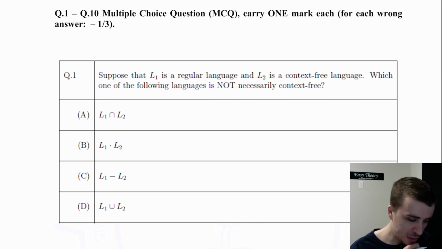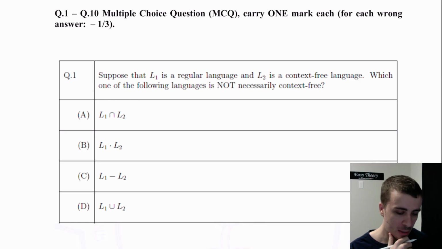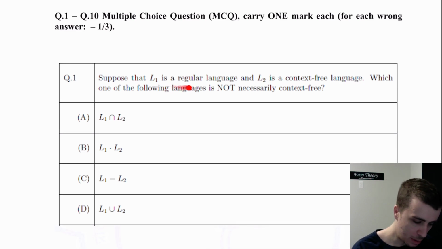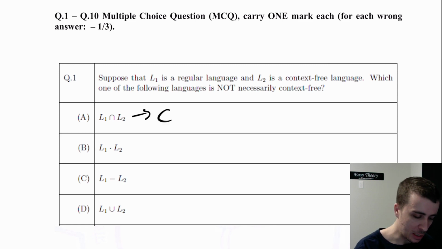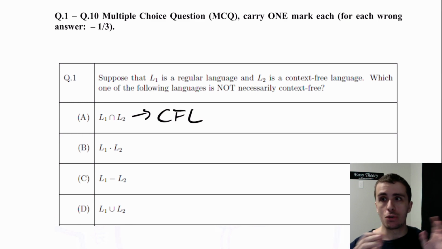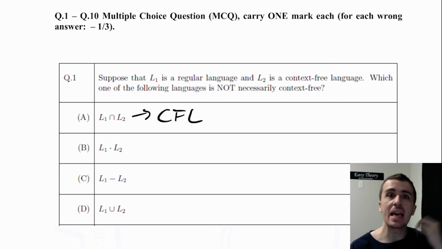Okay, so let's see. Suppose that L1 is regular and L2 is context free. Which of the following is not necessarily context free? So L1 is regular, L2 is context free. So this guy right here is always going to be a context free language. And the reasoning for that is that if you do the product construction with a PDA and a DFA, then the transitions in the corresponding PDA will do whatever the transitions would have done in the PDA.